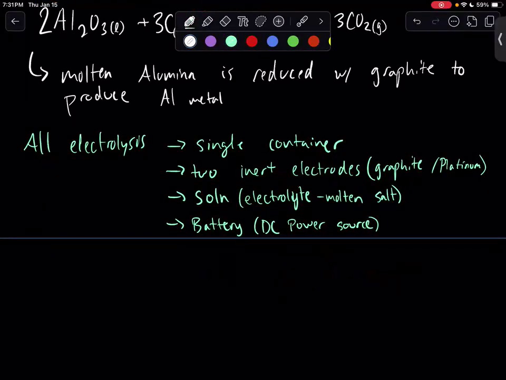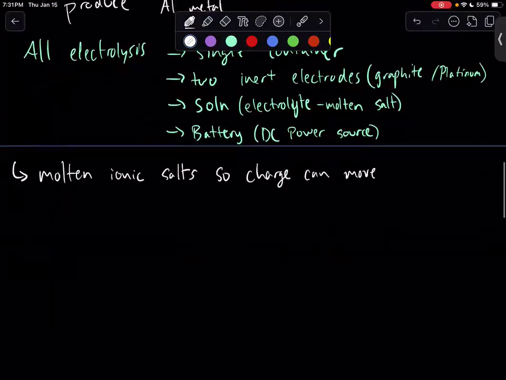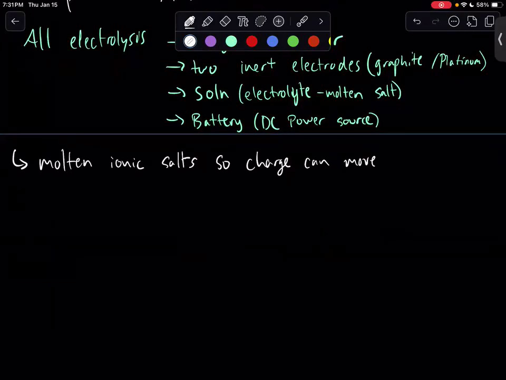Now, why are we going to melt our aluminum oxide? Well, we have to use molten ionic salts so charge can move. When we learned about ionic structures earlier, we learned way back that ionic compounds cannot conduct electricity as there's no movement of ions. But if we melt it down, it moves. And so our molten ionic salt is going to be acting as our electrolyte. So it is what we are doing electrolysis on, which is the process, and it is our electrolyte.